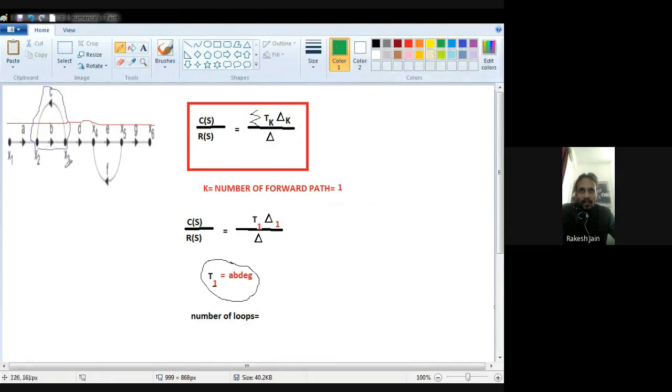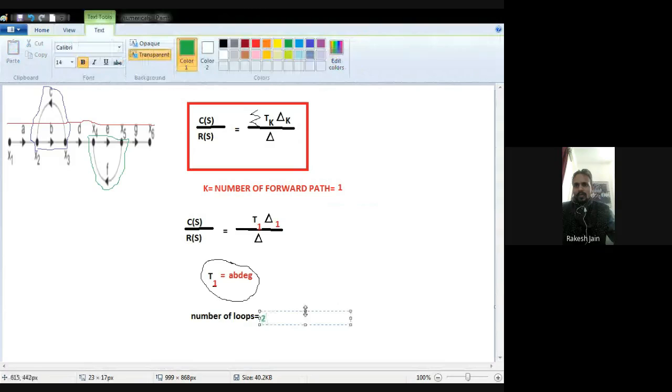Now with this green color, another closed path. I start from the x4 node, reach the x5 node, then on the basis of the direction of branch F I will again reach x4. So this is also a closed path. So actually there are two closed paths, and a closed path is known as a loop. So how many loops are there? There are two loops.